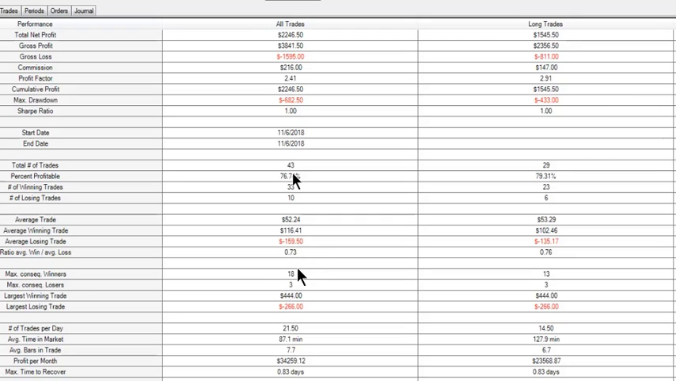Maximum consecutive winners, 18 winners in a row. That's pretty heavy duty stuff. Maximum losers, 3 losers in a row. Largest winning trade 444. Largest losing 266.